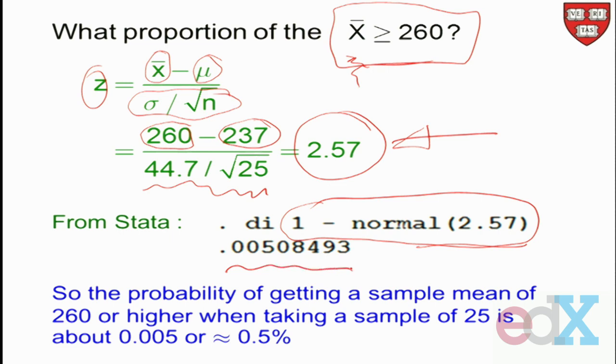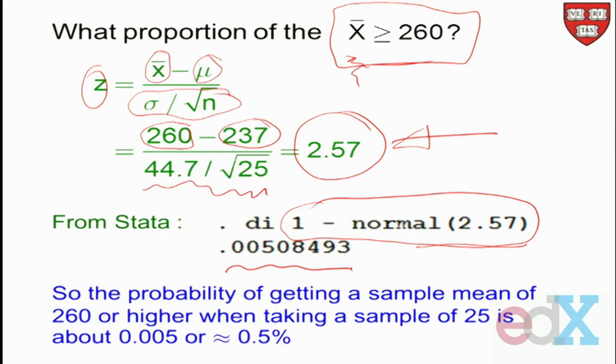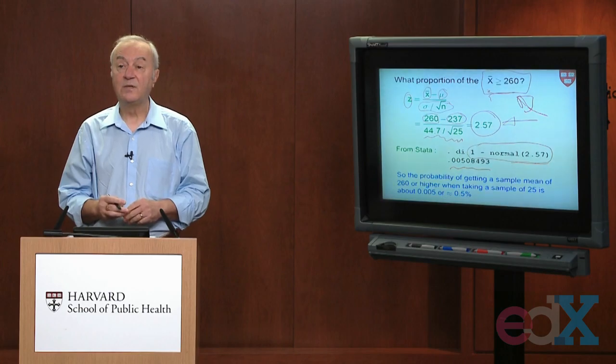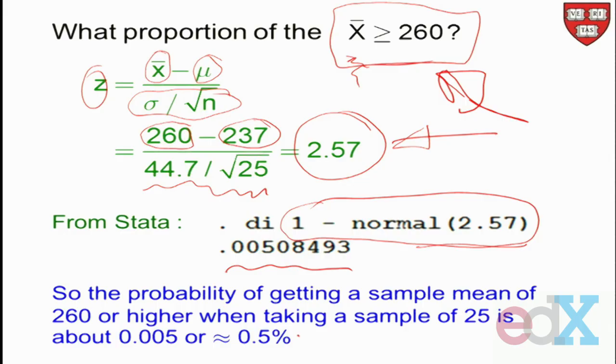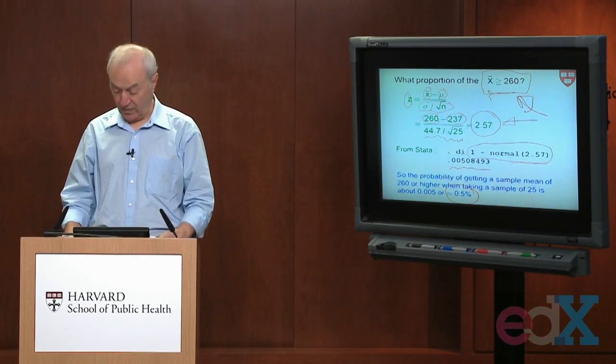So we can answer the question: the probability of getting a sample mean of 260 or higher when taking a sample of size 25 from this population is about 0.5%. So it's something that will happen probably once in 200 times. Okay, so this might be our definition of a rare event. So very rarely will we see a sample mean of 260 or bigger. What do you mean by rarely? This is what I mean by rarely. In this situation, probability of less than 0.5%, 1 in 200. So that is how we use the central limit theorem.